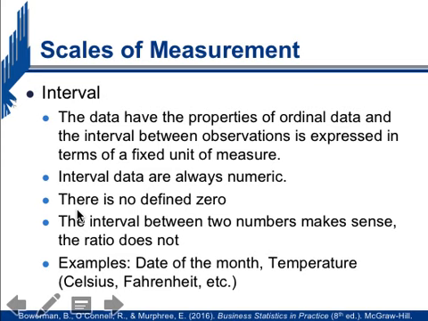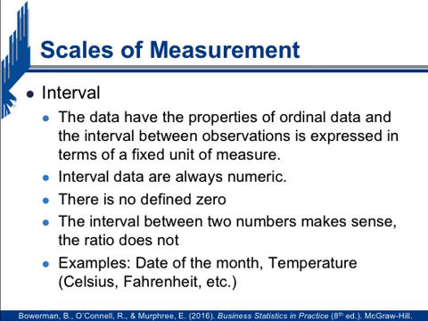When we say that there is no defined zero, it means that a variable can assume a value of zero, but it does not mean that nothing was measured. It means that zero is just a point in the line. Zero is an assigned value for a particular case, and it does not mean that nothing was measured. So that's one unique characteristic of interval data.